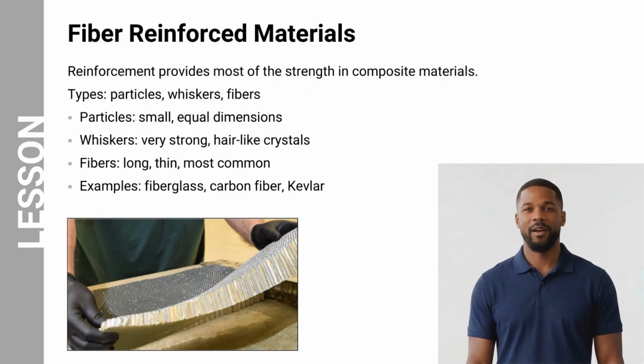Next, let us focus on fiber reinforced materials used in composites. Reinforcement provides most of the strength in composite materials. There are three main types: particles, whiskers, and fibers. Particles have equal dimensions, whiskers are extremely strong but less commonly used, and fibers are the most widely used form. Fibers are long, thin, and provide excellent strength when aligned properly. Common examples include fiberglass, carbon fiber, and Kevlar. The image shows layered fiber material, which forms the base structure of many composite components.